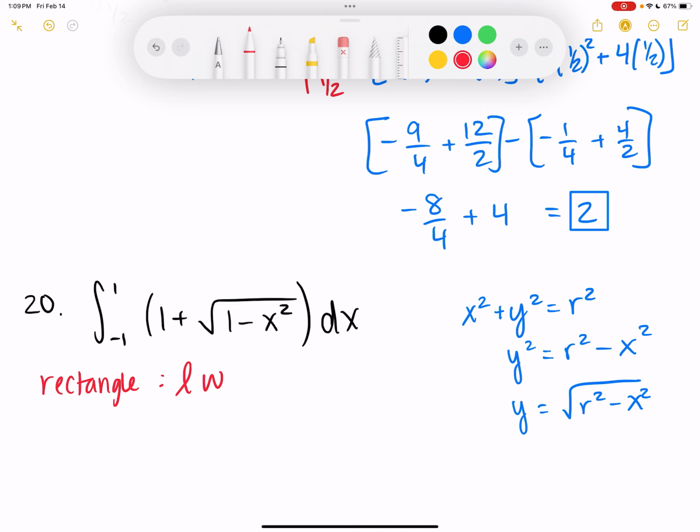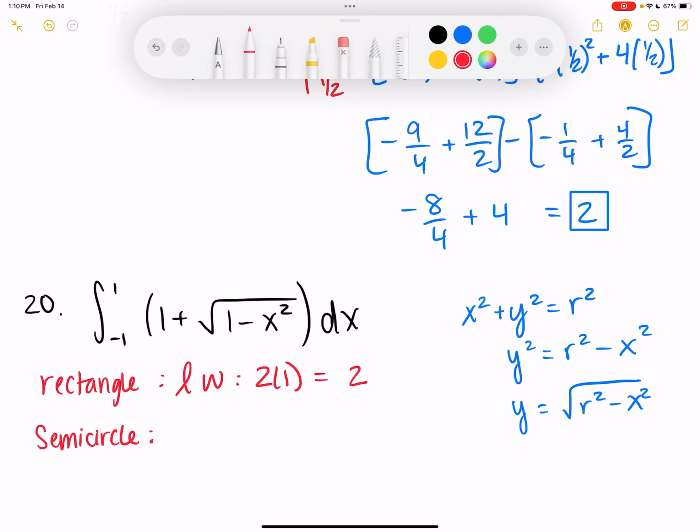Which in this particular case is just 2 times 1, because from -1 to 1, that's 2 times 1, which is 2. So where's the one coming from? Then the semicircle. Oh, I just wrote it equals 0 instead of 2.